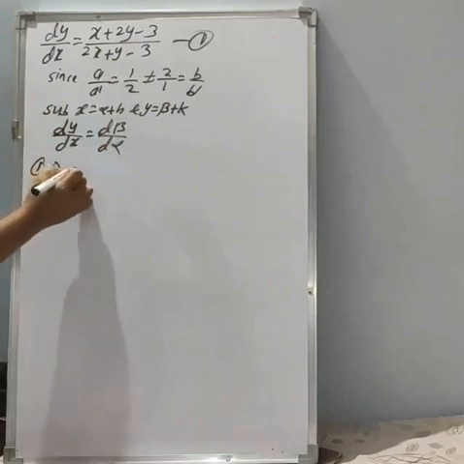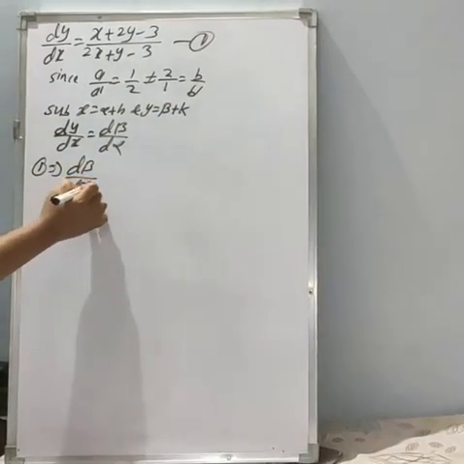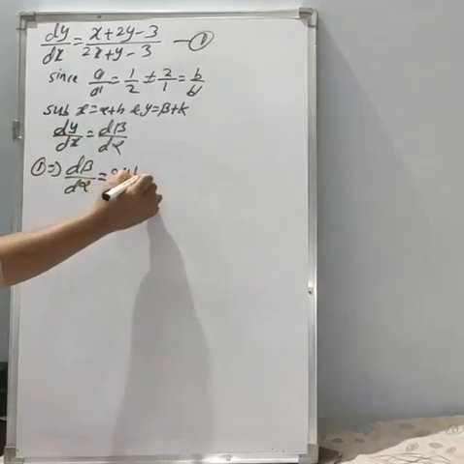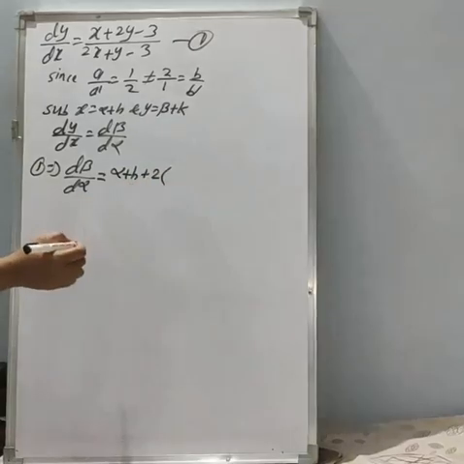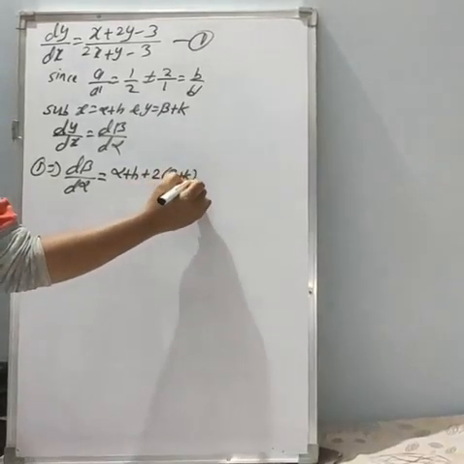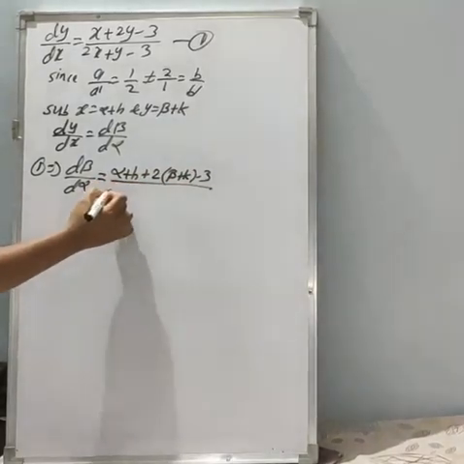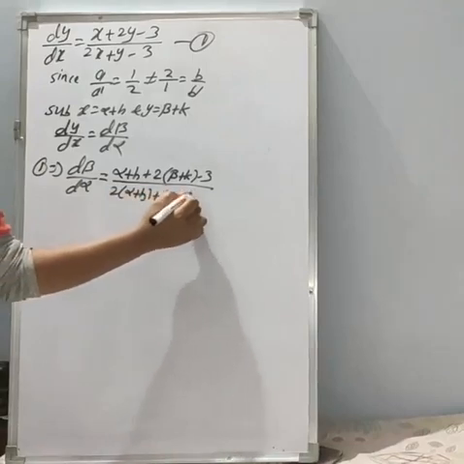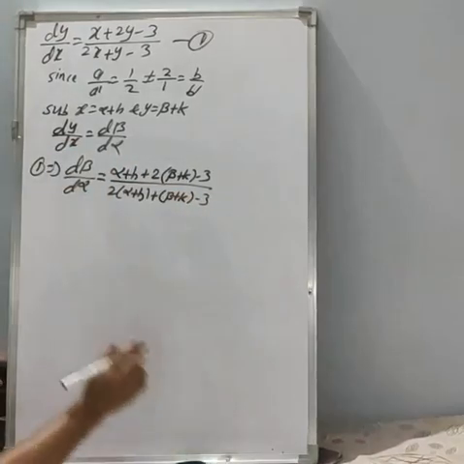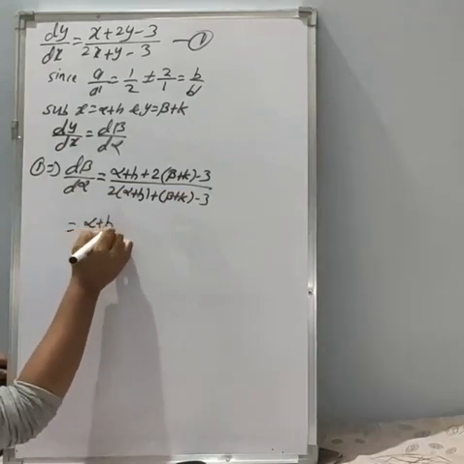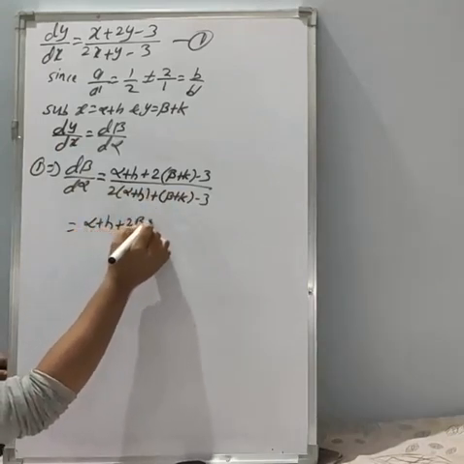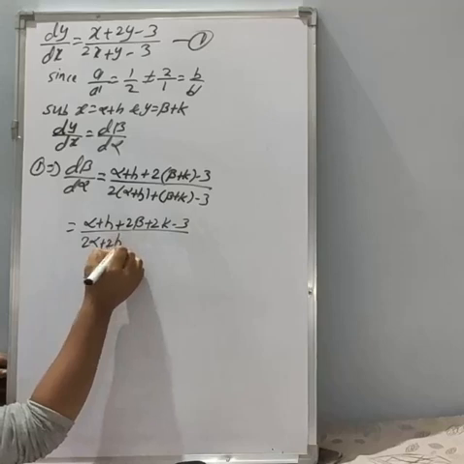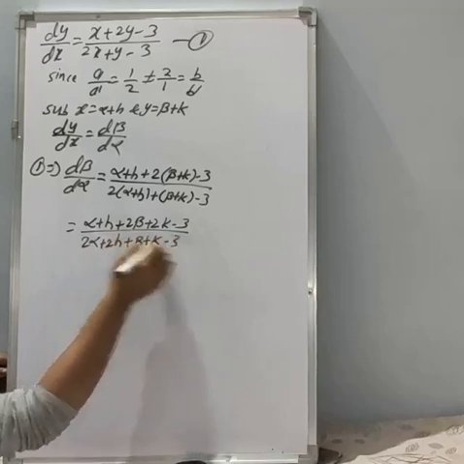Then equation 1 implies d beta divided by d alpha is equal to (x value is alpha plus h, plus 2 into y value, beta plus k, minus 3) divided by (2 into x, alpha plus h, plus y value, beta plus k, minus 3). Try to solve this. This is equal to (alpha plus h, multiply 2 inside, 2 beta plus 2k minus 3) divided by (2 alpha plus 2h plus beta plus k minus 3).